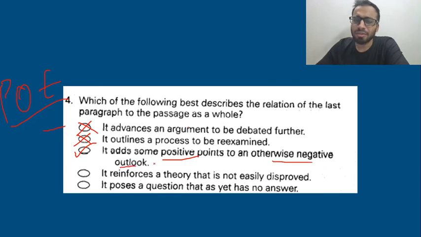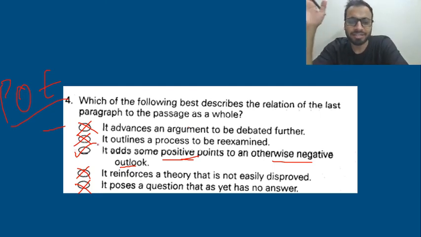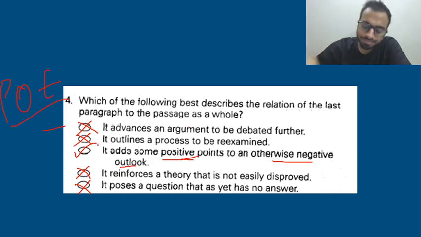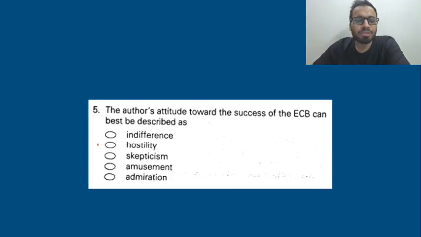The entire three, four paragraphs that came before it, the author was counting off problems and giving us examples, but in the end, some positive points. It reinforces a theory. It does not reinforce any theory. It poses a question. No, it does not pose a question. Rather, it says that if you keep an open mind, maybe you have a fighting chance for survival. No question posed. So C looks to be the only correct answer here. Yes. Let's move on to the next question.